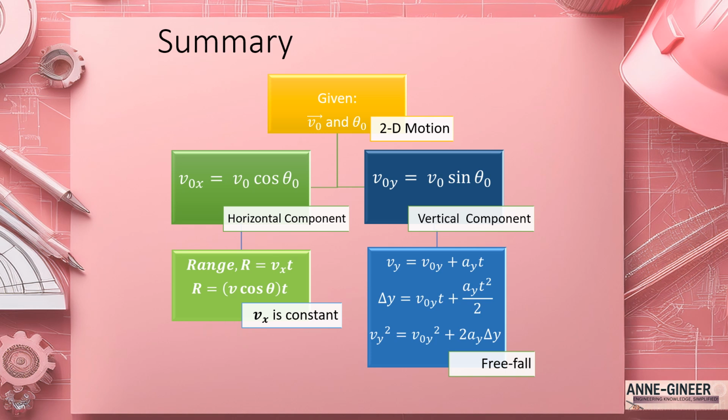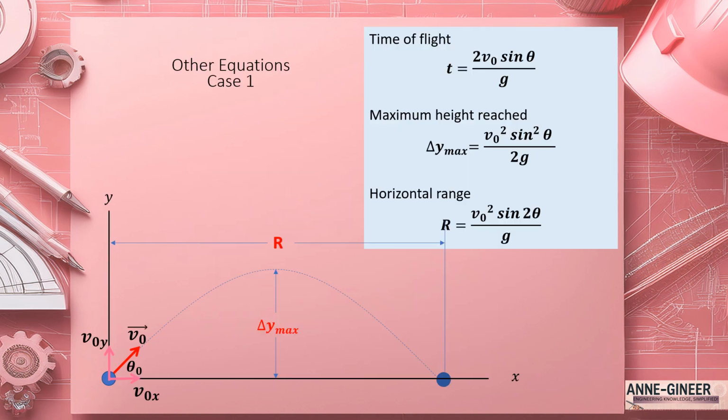Projectile motion follows two-dimensional kinematics where the horizontal velocity remains constant and the vertical motion follows free fall equations. This allows us to determine range, the flight time, and the maximum height using the kinematic formulas. So these are the summarized equations.